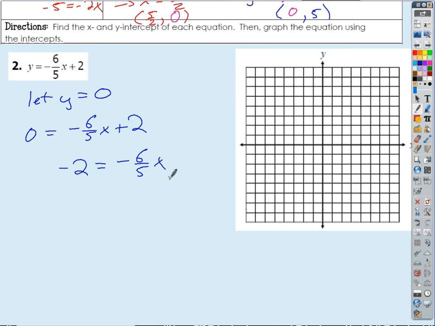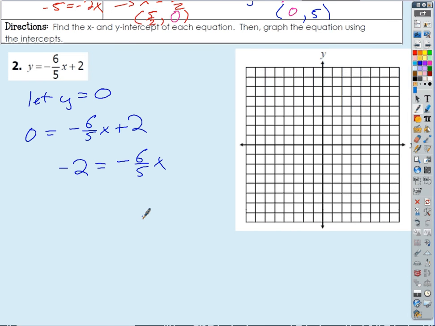So what do I do to get the x by itself? If I want to undo multiplying by a fraction, what do I do? I could clear the fraction. I could multiply everything by 5 to clear the fractions, and then divide by -6. I could do that. But if all I've got is something simple like this, where there's just one thing on the left and one thing on the right, let's just do it all at once.